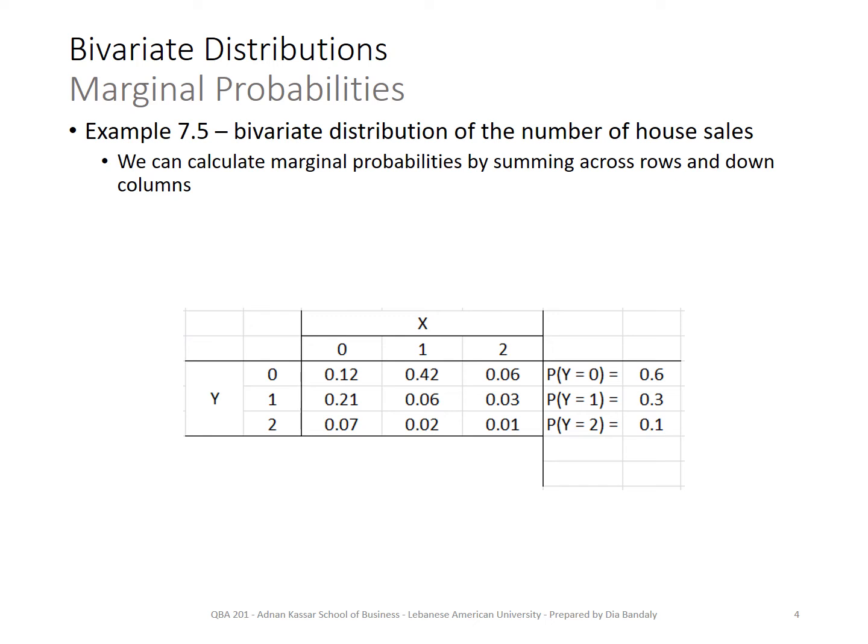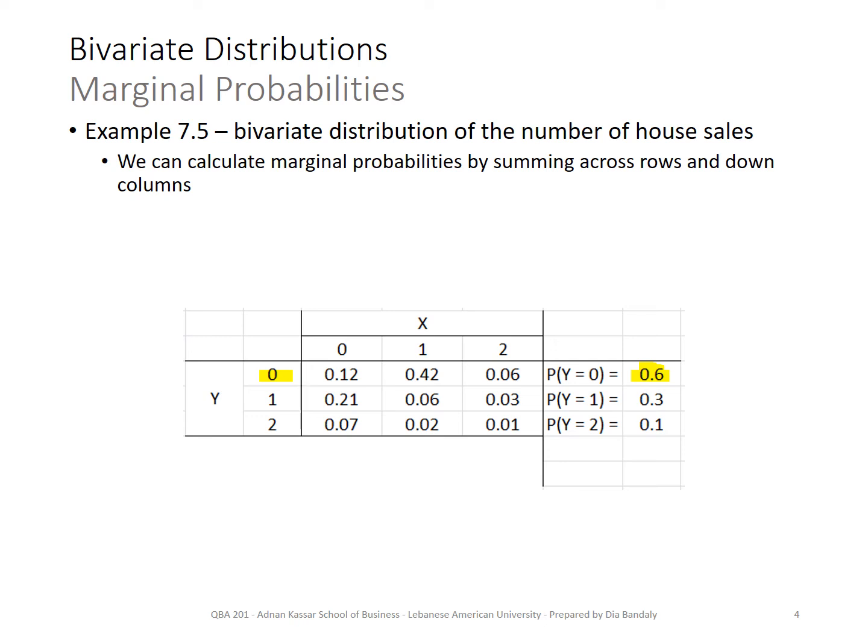Let me first get my highlighter so that I can show you. See, here we have summed up the rows, and the first row summed to 0.6, and this corresponds to y equals 0. So 0.6 is the probability that y can take the value of 0. And for 1 it's 0.3, and for 2 it's 0.1.